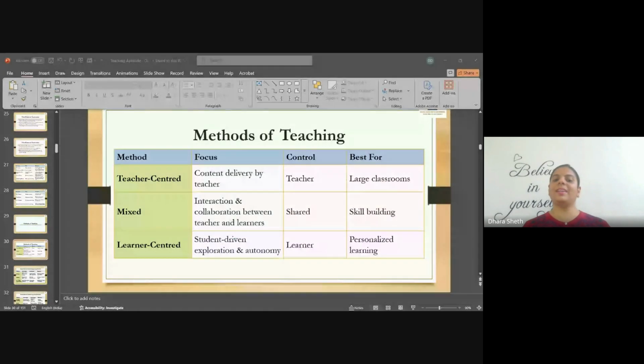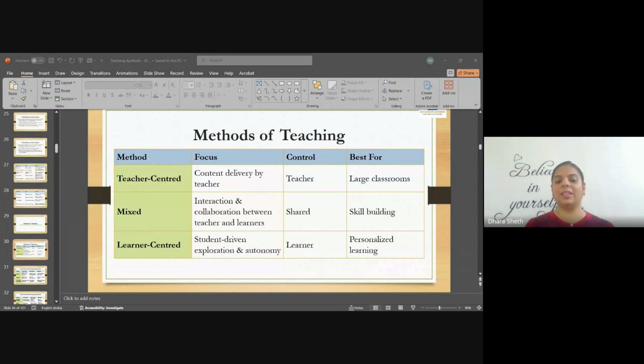Mixed would be where there is collaboration and interaction between teachers and learners. So if I give you breakout rooms right now, then that would be one way. Also, when I say that, okay, now it's time for question and answers, you can ask me whatever doubts you have, then shared teaching is happening. And this is best for skill building, especially when you are actually learning a skill for application, not for theory.